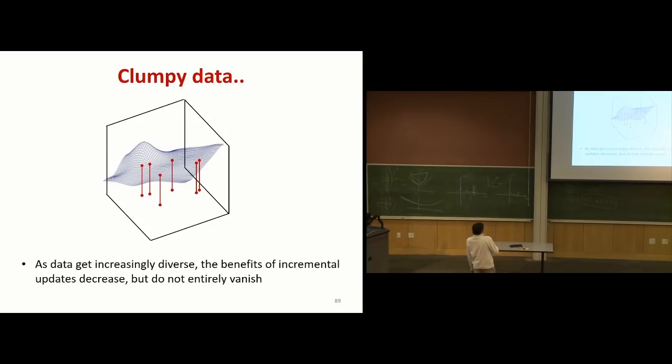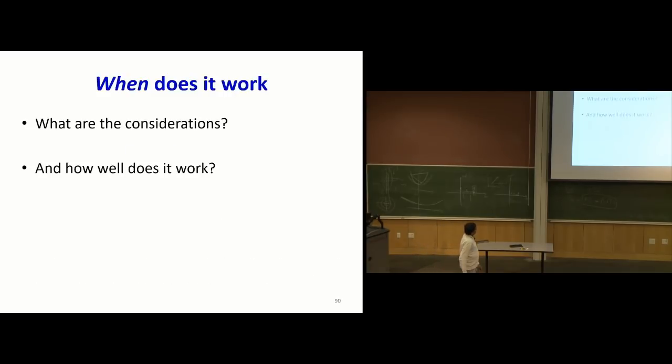So as the data get increasingly diverse, the benefits of incremental update can be thought of as decreasing. When the data are completely random, that's when you're going to get potentially the worst behavior from incremental updates. And even in that case, as we will see, you can actually end up getting a benefit overall from simply doing batch updates, right?